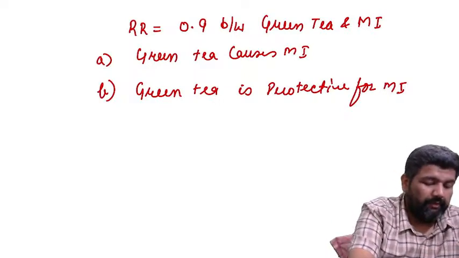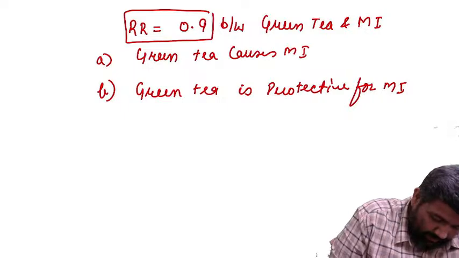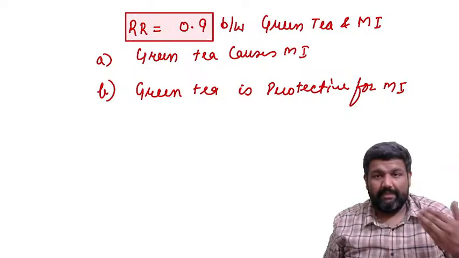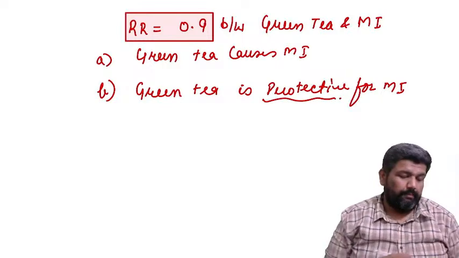Very good everyone. Because relative risk is less than 1. If relative risk is less than 1, it means it is protective.